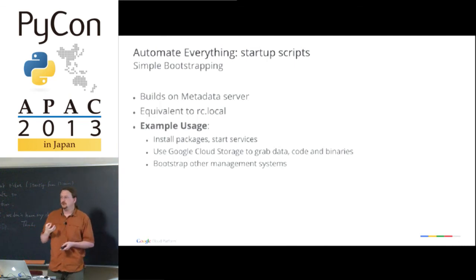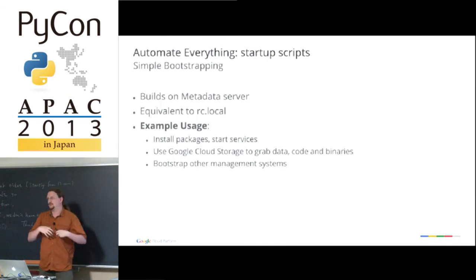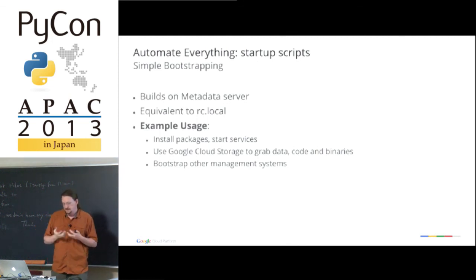And Google uses this metadata server to implement startup scripts. This is a bash script that runs immediately once the machine is booted. So as soon as the machine is healthy, it runs this script. And this script can do anything you like. You can use it to apt-get install packages, to run software. You can use it to bootstrap Chef or Puppet or Fabric or SaltStack, whatever your favorite automation tool is. And basically, it's the kickoff point for configuring your instances.